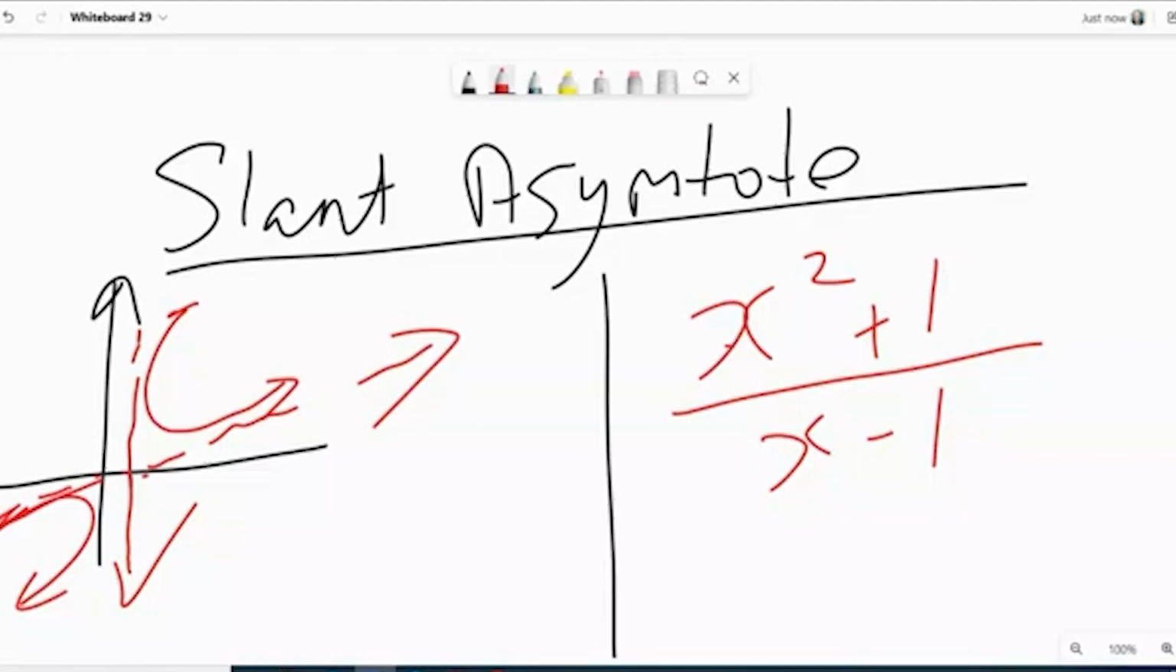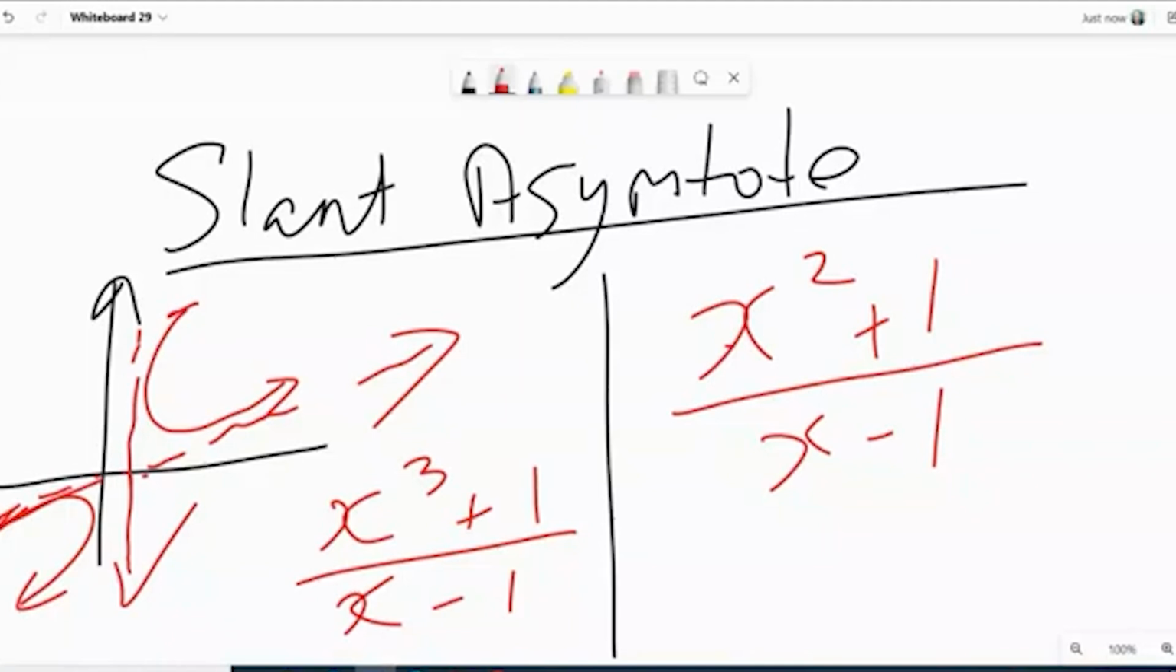Okay, so what happens? Suppose I have x cubed plus 1 over x minus 1. Does it have a slant asymptote? No, because the degree is greater by 2. No slant asymptote. The only time you have a slant asymptote is when the degree is greater by 1. When it is greater by 2, 3, 4, 20, that's not a slant asymptote.